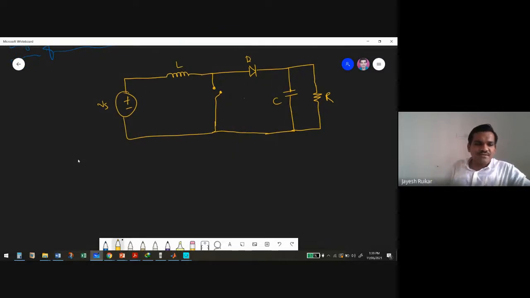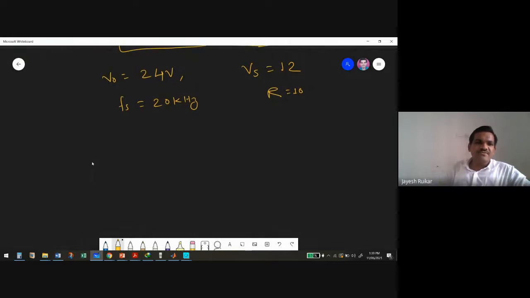So, design of boost converter. We have the output voltage as 24 volt, supply voltage is 12 volt, and the switching frequency is 20 kilohertz, and the resistance value, by default, we'll consider as 10. Again, we need to calculate the duty ratio for this. Now the formula is different: 1 minus Vs by Vo. We can calculate this. It's a small calculation.